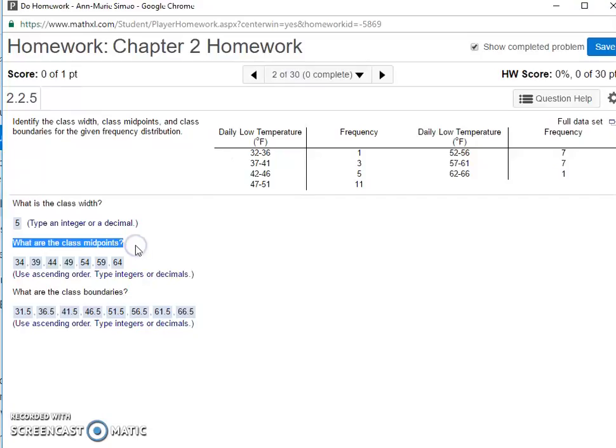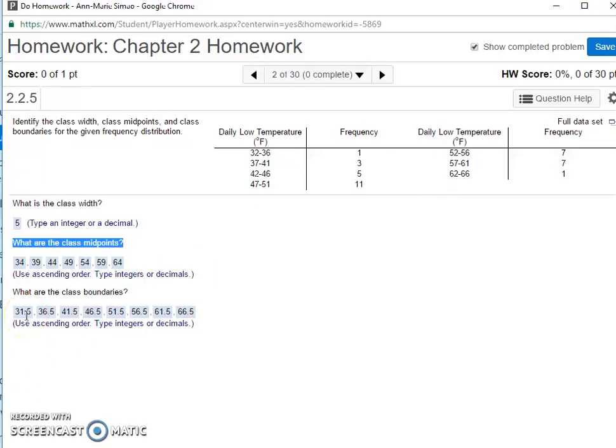What are the class midpoints? So the class midpoint is going to be the number in the middle of the class. So here, since my class width is odd, what's going to happen is it's just going to be that number in the middle. 32, 33, 34 is right in the middle of that first class. That's my first class midpoint. 37, 38, 39, my third number in is going to be the middle of the next class. So who's going to be the middle of my third class here? 42, 43, 44 is the middle of that class. And you're going to do that for each of all the classes.